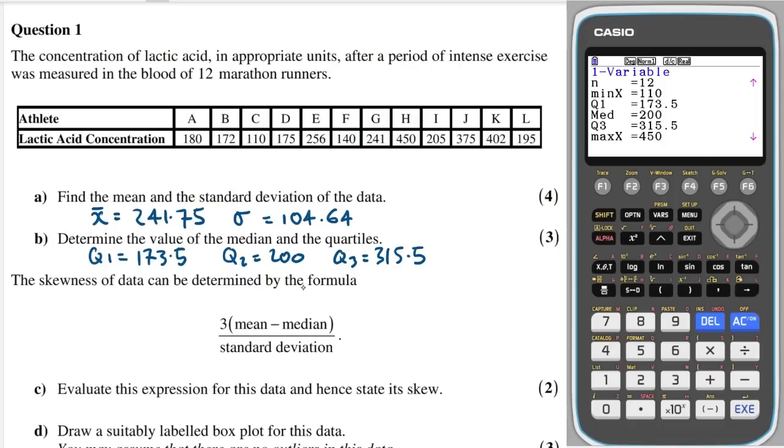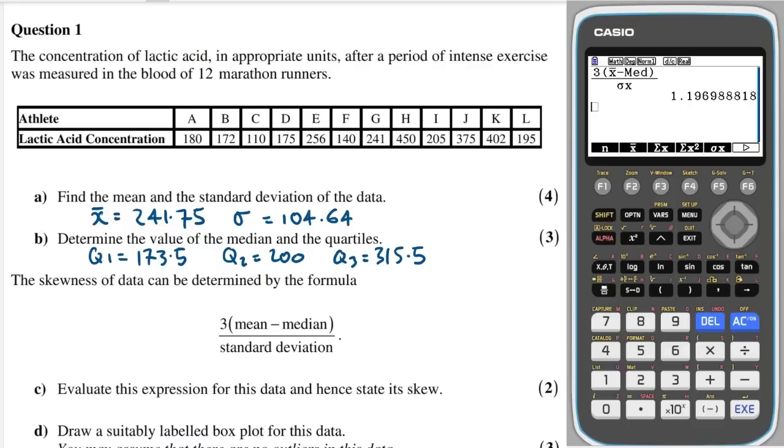Okay, it says the skewness of the data can be determined by the formula 3 mean minus median all over standard deviation. So I can calculate that by going to my calculator, going to run matrix. I could do 3 over open brackets, then I can press this vars button here to upload some of my data points. So I can press stat, and I can press X, and I need to do the mean, which is X bar, and then minus, and the median you can find by going exit and going to graph, going across and clicking median, close brackets all over, and the standard deviation is back where it says X, so F1, and then there it is, sigma X. Press execute, and I get roughly 1.2.